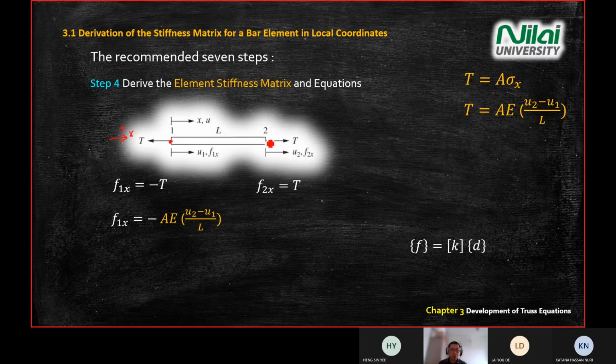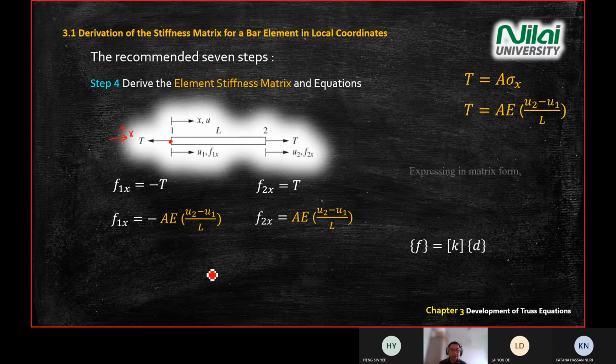Same with point number 2: F2x equals T, to the right again, in terms of AE and displacement. So F2x equals AE (U2 minus U1) over L. So one with the negative, one with the positive. Different point, different value.